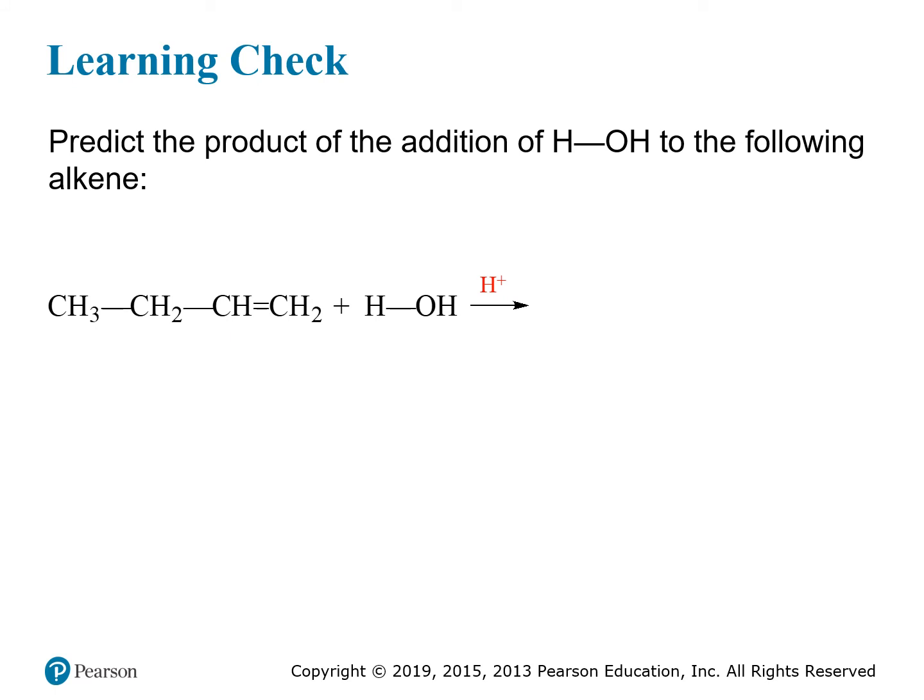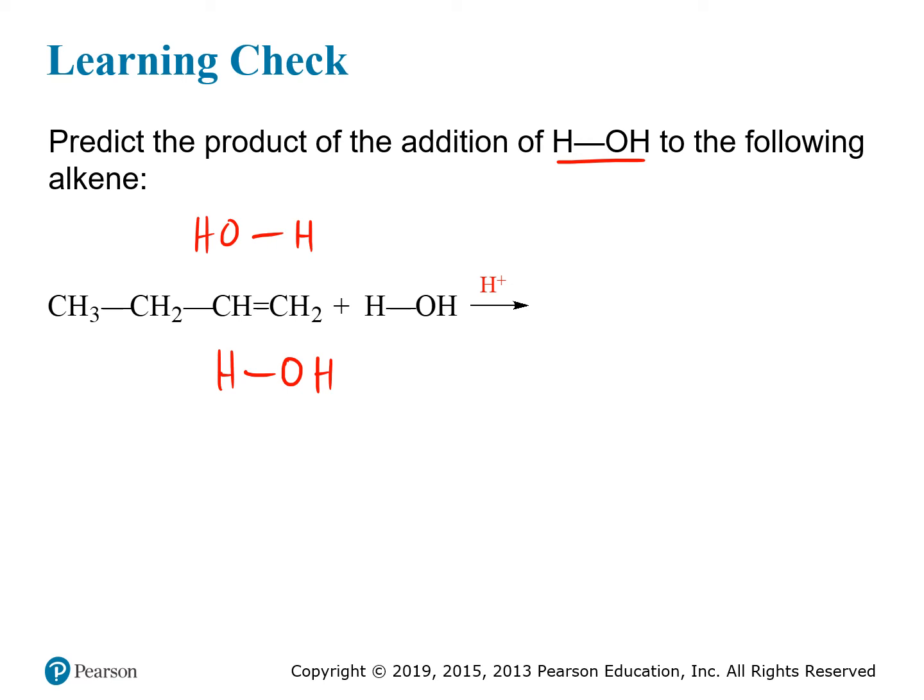So here's an example of this kind of question. It says, predict the product of the addition of HOH, or water, to the following alkene. We see here that the double bond is on this last carbon, and so we can imagine that the water molecule is either coming down like this, with the OH over this middle carbon, this internal carbon, or it's approaching like this, with the OH coming at the end carbon.